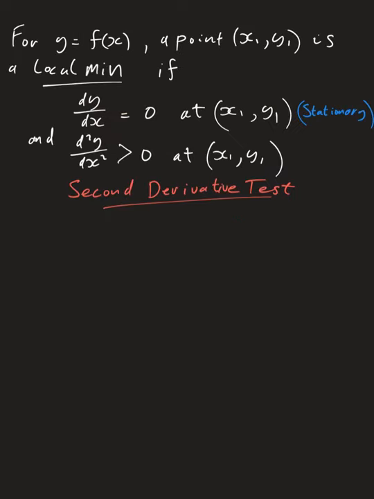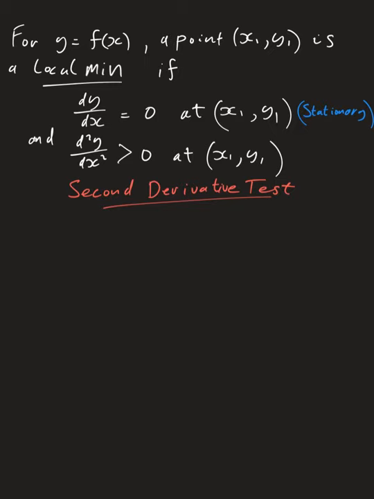So if I have a function y equals f of x, a point (x1, y1) is a local minimum if the first derivative is 0 at that point, meaning it's a stationary point, and also the second derivative is positive, or greater than 0, at that point. If I have both of those conditions, then I know that I have a local minimum. That's the second derivative test.